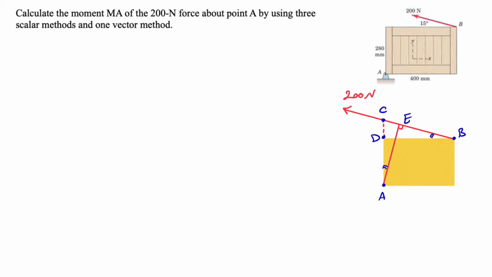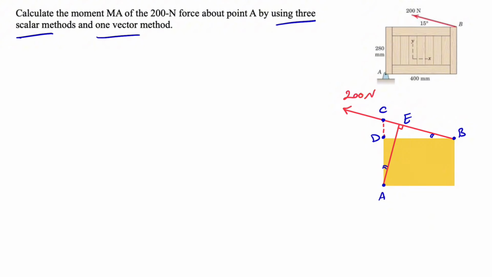We're going to be solving a question about 2D moment, and in this one we need to calculate the moment of the 200 Newton force about point A by using 3 scalar methods and 1 vector method. So we're going to use 4 different methods in order to solve this question: 3 scalar and 1 vector method.